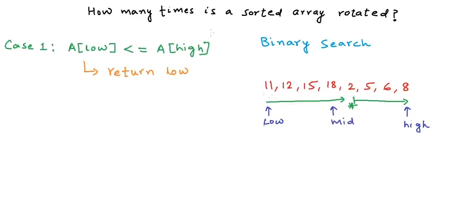And now we try to see if our middle index is the pivot or not. Now how do we find out the pivot? If you see, there is a special property of the pivot or the minimum element in the array.